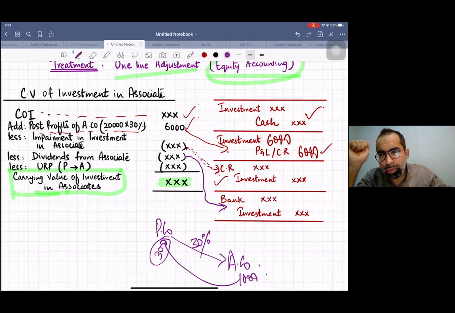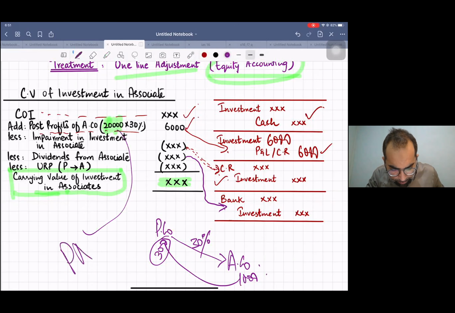Okay. So now the question is, will parent company record it as a separate investment income? Should parent company record this 300 as a separate investment income? The answer is no. Why? Because parent company has already recorded the complete profit after tax.